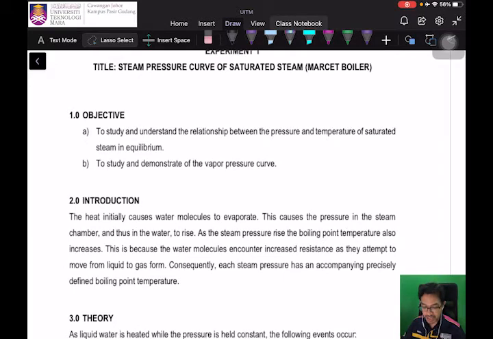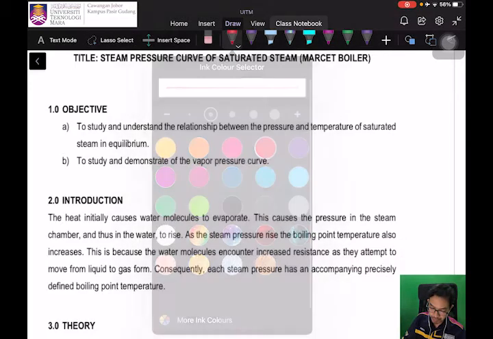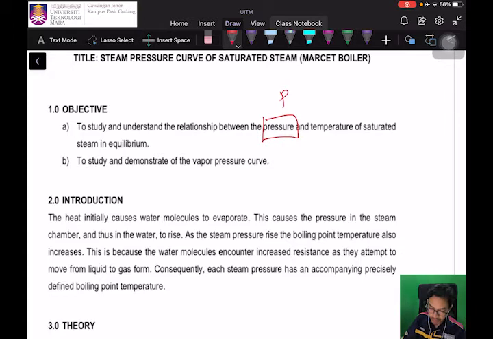The first one is to study and understand the relationship between the pressure and temperature of saturated steam in equilibrium, while the second objective here is to study and demonstrate the vapor pressure curve. So basically, if you read the first objective, we will concentrate on the two basic parameters in thermodynamics, which are pressure P and also temperature T. And then the condition of the steam, here we focus on the saturated steam condition only, right?